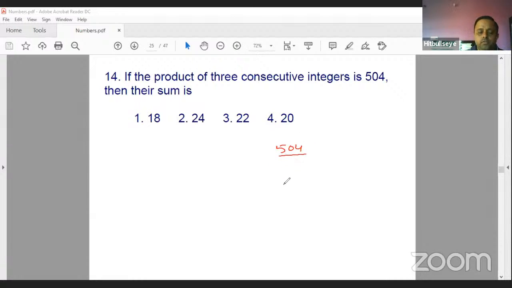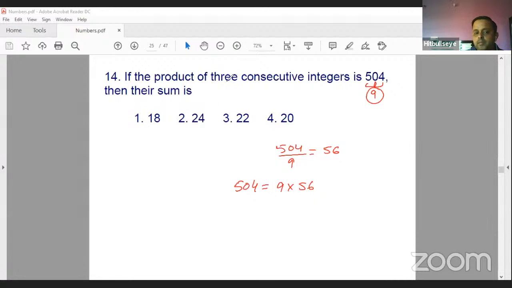There are three ways to solve this question. I'm just doing the first method. 5 plus 0 plus 4 is 9. That means this number is divisible by 9. If I divide this number by 9, the quotient would have been 56, right? So 504 can be written as 9 into 56.